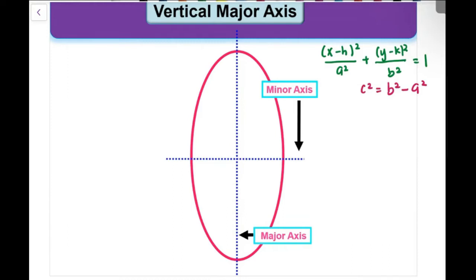So, saya terus label kat sini tadi. A parallel with x-axis. And then we have B. B would be parallel with y-axis. Okay. Center still lies in the middle. So, our center is still HK.